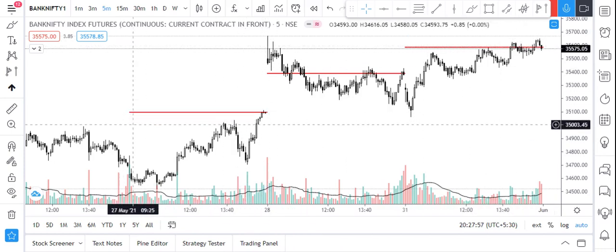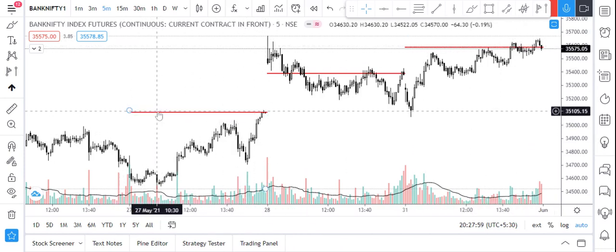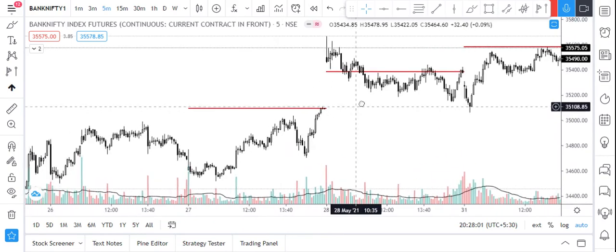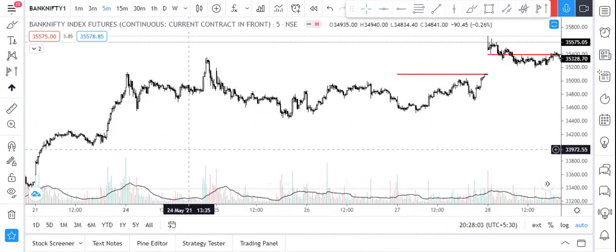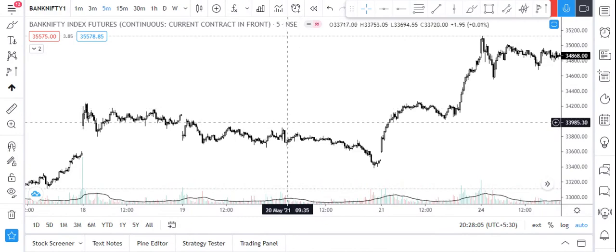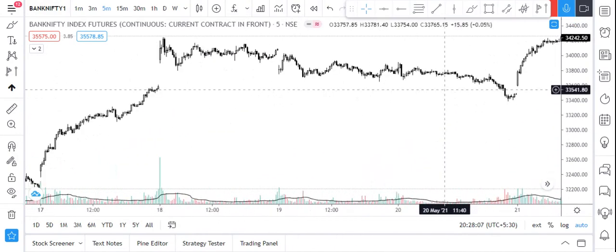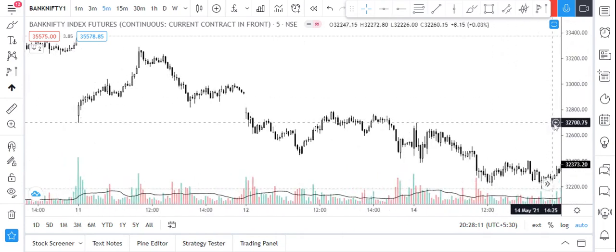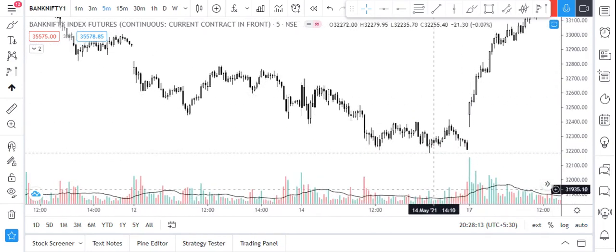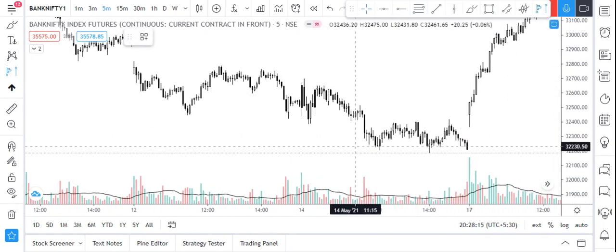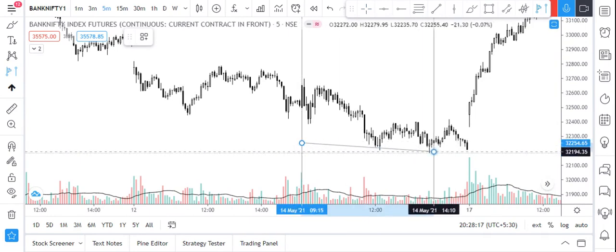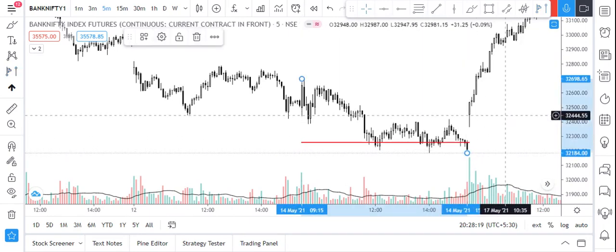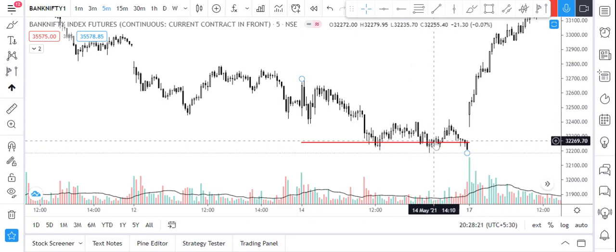Like today, this was the day where the HVN closed on the extreme. There will be many days where the HVN will close on the downside of the day, and from there a big trend emerges. So we'll go to this particular day. This was the big move after that. We'll mark an HVN for this day. The HVN will come at the bottom.